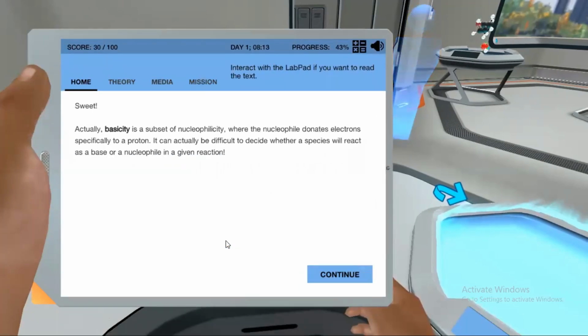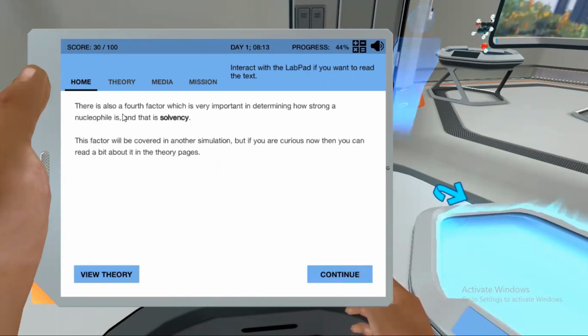Sweet. Actually, basicity is a subset of nucleophilicity, where the nucleophile donates electrons specifically to a proton. It can actually be difficult to decide whether a species will react as a base or a nucleophile in a given reaction. There is also a fourth factor which is very important in determining how strong a nucleophile is, and that is solvency. This factor will be covered in another simulation, but if you are curious now, then you can read a bit about it in the theory pages.